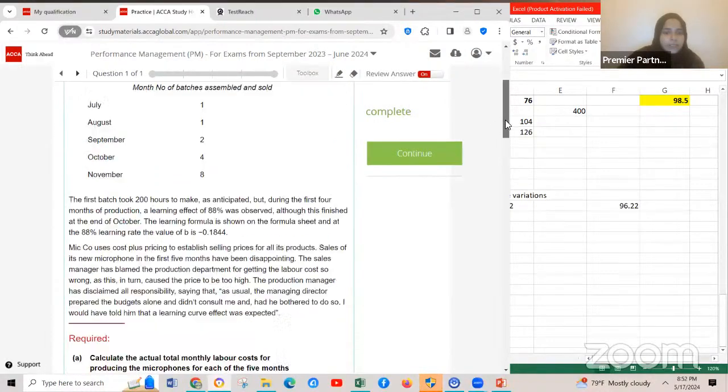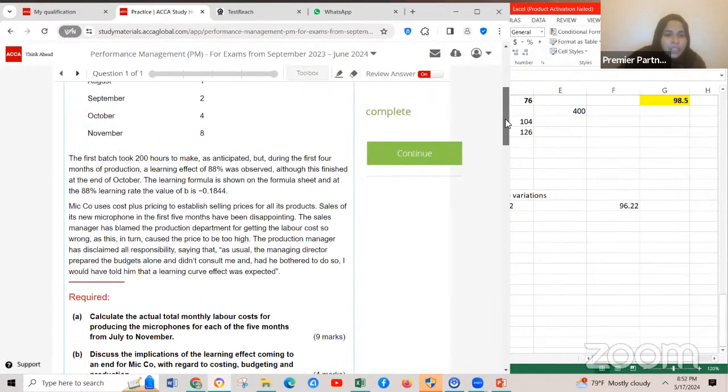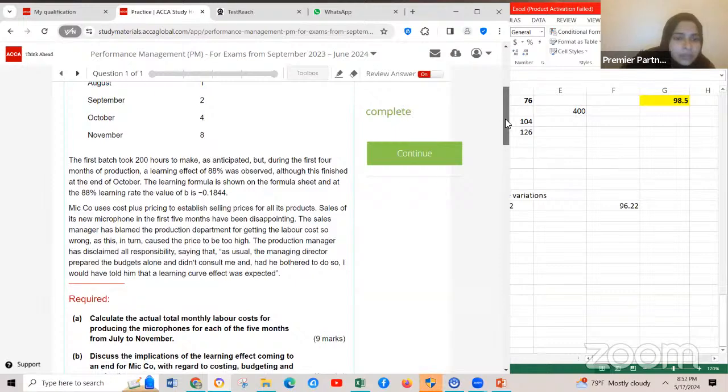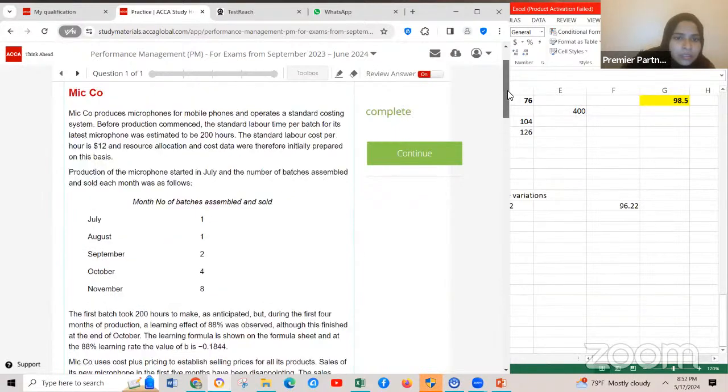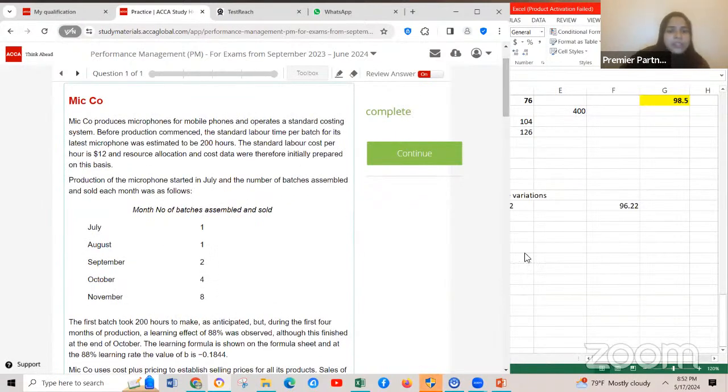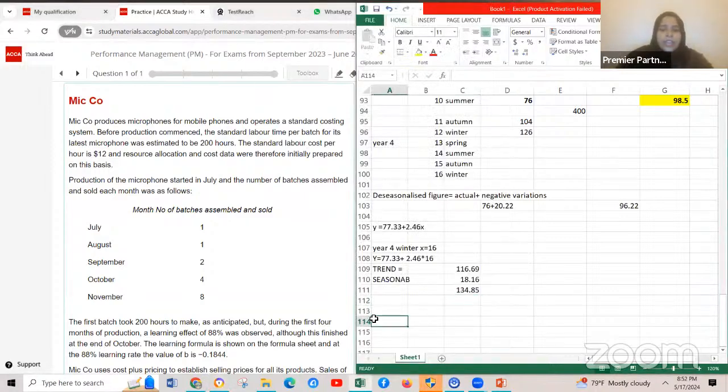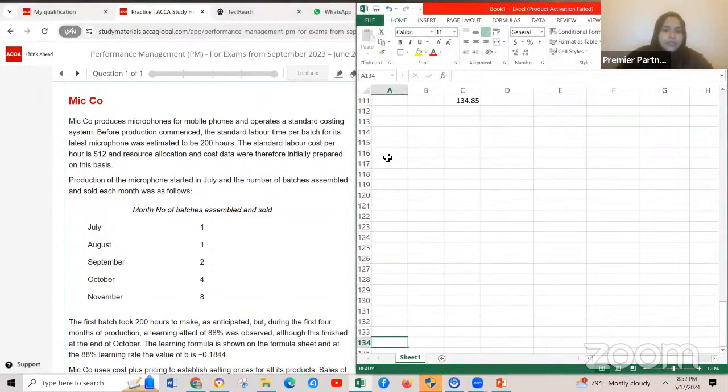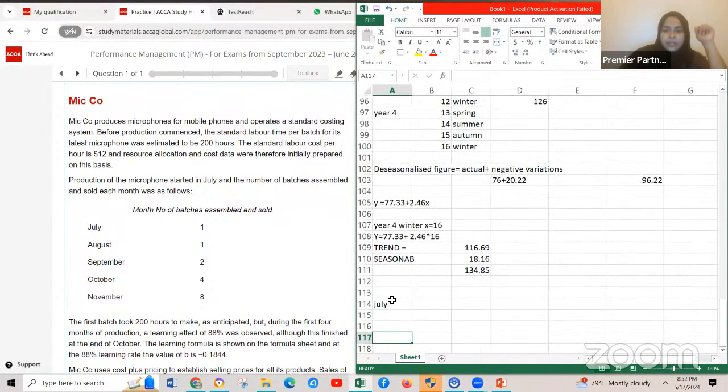Okay. They're asking actual labor cost, right? What is the labor cost per hour? Oh, 12 per hour. Okay. So in July, they made only one batch. The first batch took 200 hours to make. So July, guys, let me put this format. In July, they made only one batch.